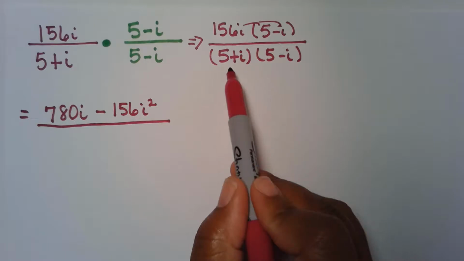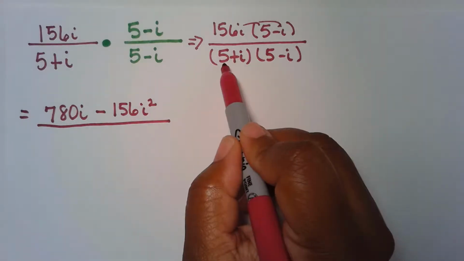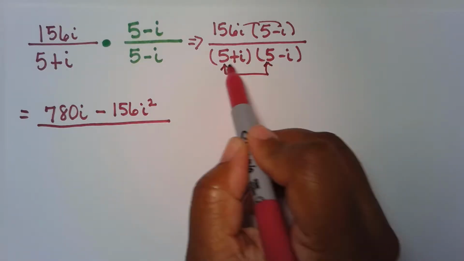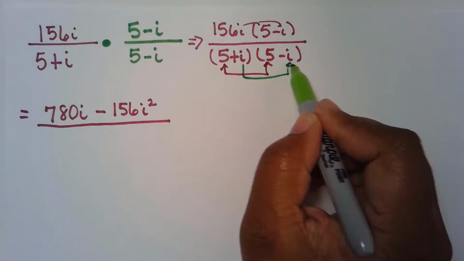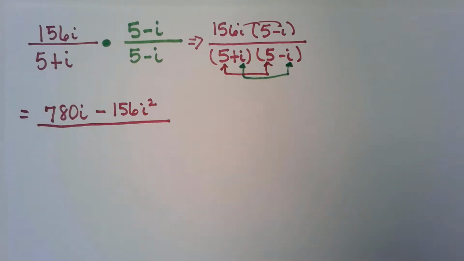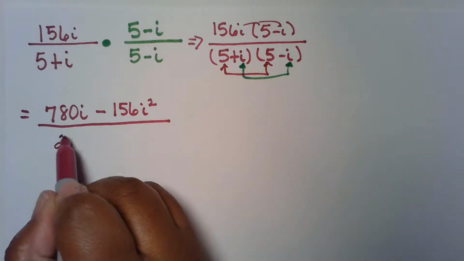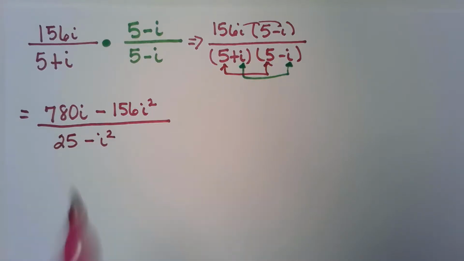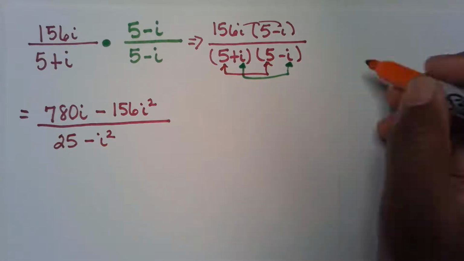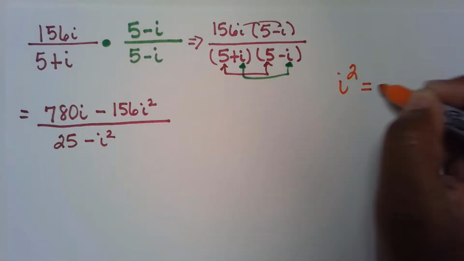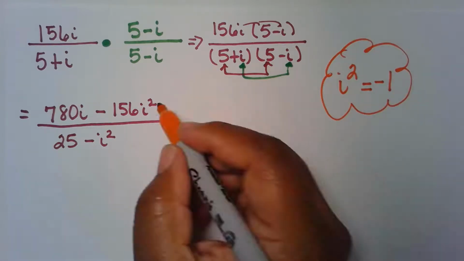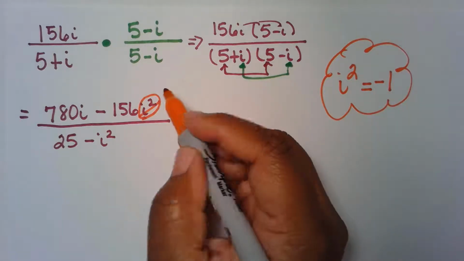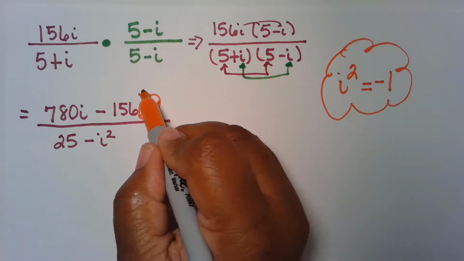Let's multiply our denominators. Here again, all we need to do is multiply the first terms and the last terms, because we already know that the middle terms are going to cancel out. So then we're going to have 25 minus i squared. Don't forget that i squared is equal to negative 1. So where we see i squared, we're going to say times negative 1.